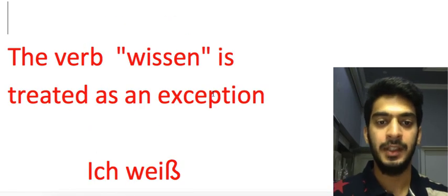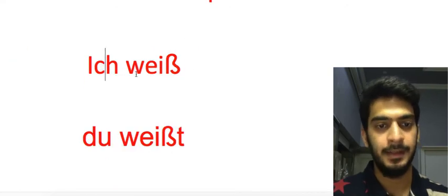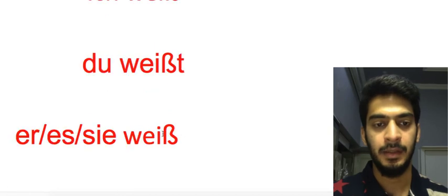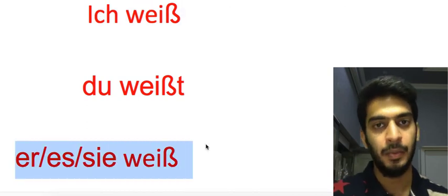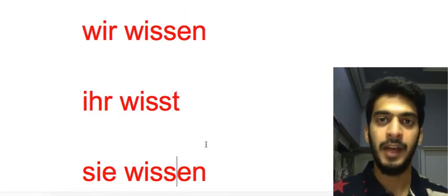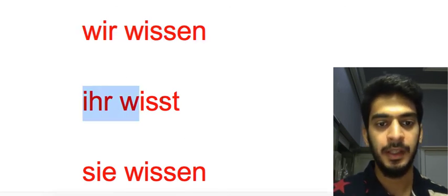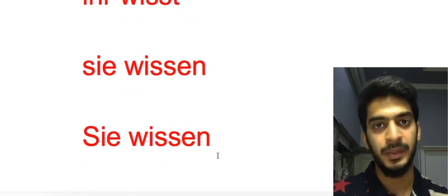The verb wissen is treated as an exception. Ich weiß. As we can see, we have altogether a different word. Ich weiß. Du weißt. Er, sie, es weiß. Ich and er, sie, es have the same conjugation. Ich weiß, er, sie, es weiß. However, we have the same pattern for plural pronouns. Wir wissen, ihr wisst, sie wissen, capital Z wissen.